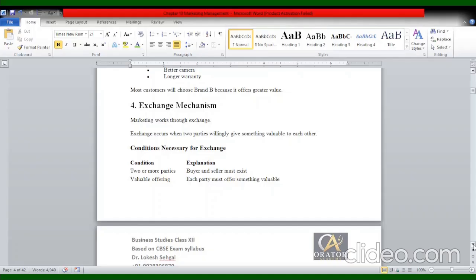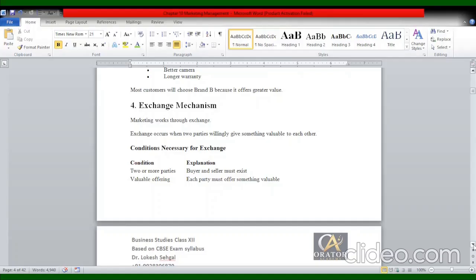So the market works through exchange. Exchange occurs when two parties willingly give something valuable to each other. The supplier wants to sell the product and the buyer wants to buy the product. The supplier is receiving the money, the customer is paying the money. So, the conditions necessary for exchange: suppose two or more parties should be involved, like a buyer and a seller.